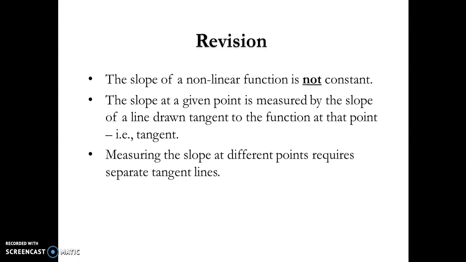And that is why I pointed out that a tangent is a line that is drawn at one point. So the slope at a given point is going to be measured by the slope of that tangent line to the function at that point. So hence, if you want to measure the slope, we're going to need different or separate tangent lines at different points.